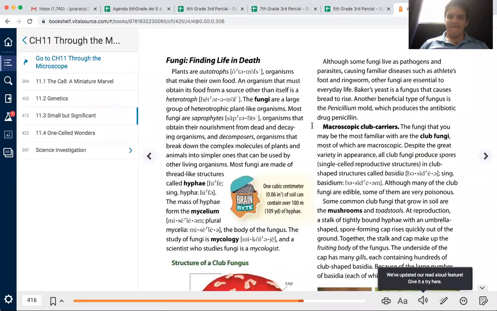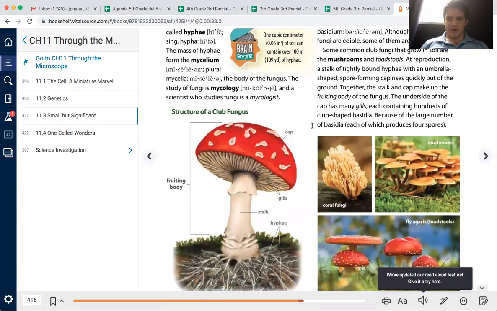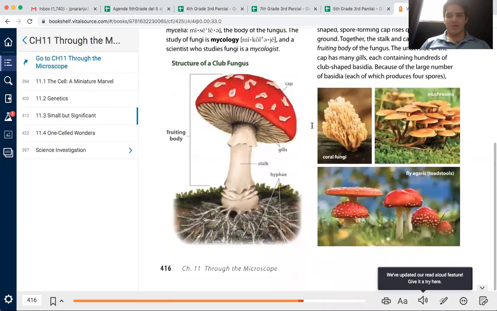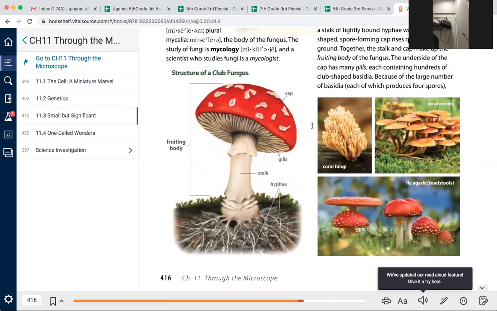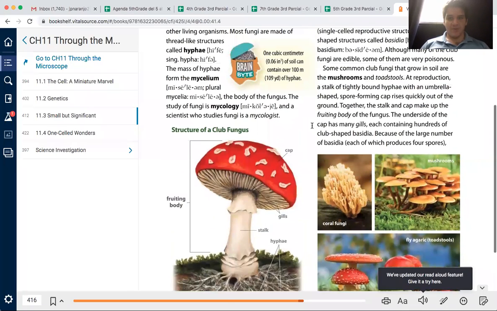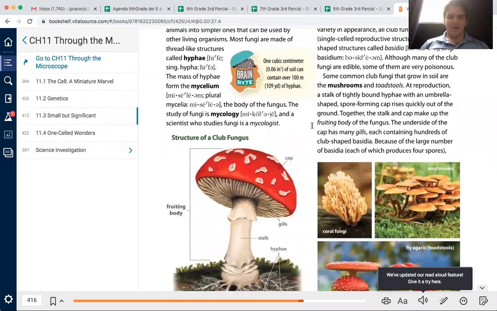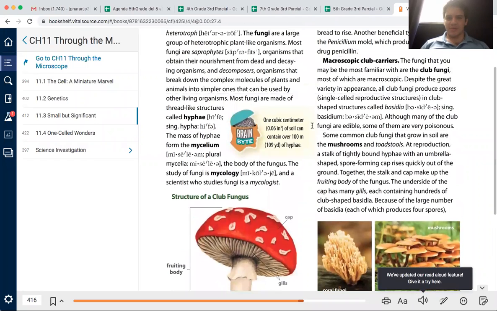Then we have fungi, which is mushrooms, all right? Mushrooms grow in the nighttime, and sometimes, I don't know, do you guys like mushrooms? No. Yeah, me neither. I think they're gross. But some of them are very poisonous. Some of them are very good for you. So don't just eat any mushroom. Make sure you know what mushroom you're eating, because some mushrooms can kill you like that.